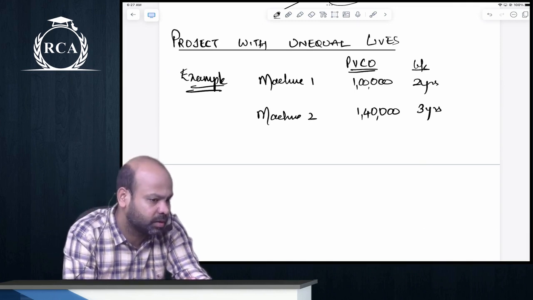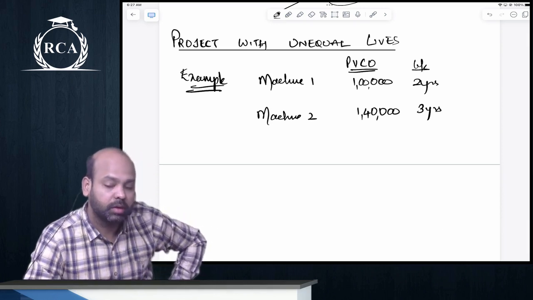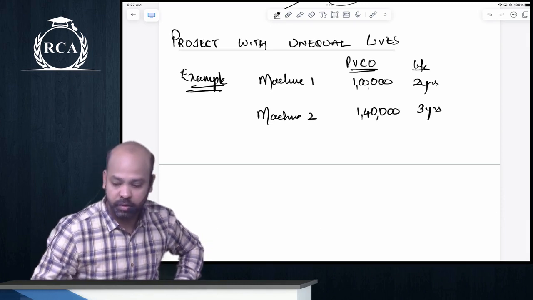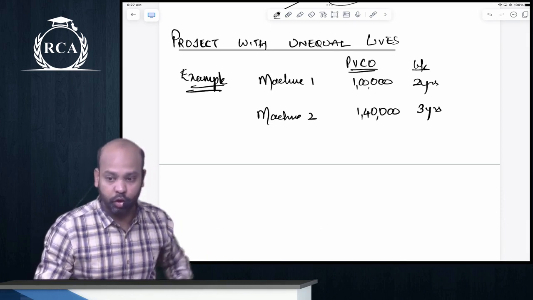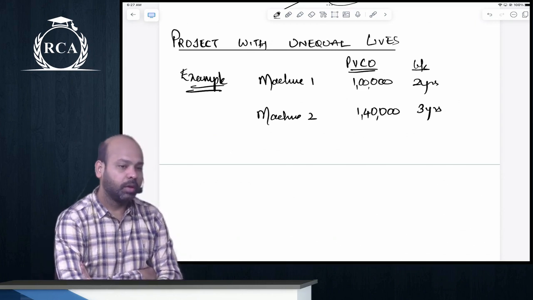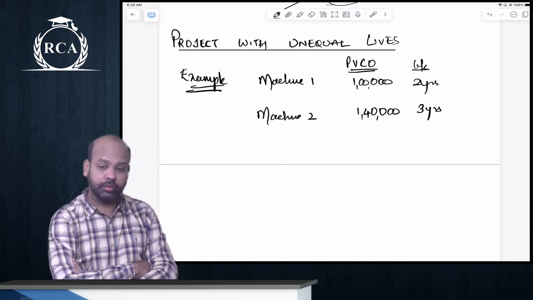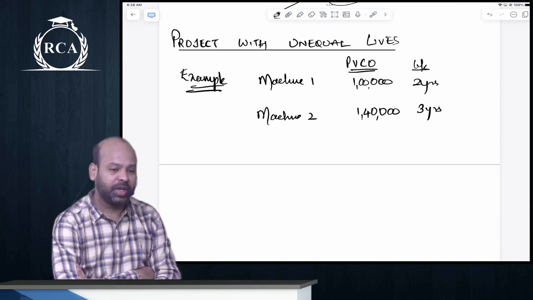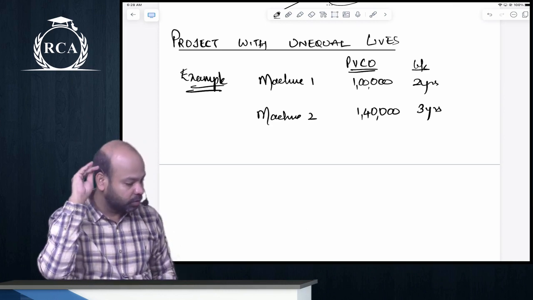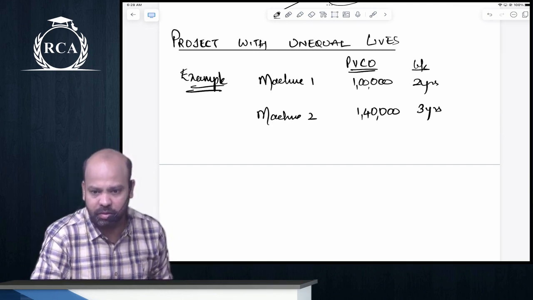This was understood, right? Next: Machine 1 cannot be directly selected on the basis of lower total outflow.